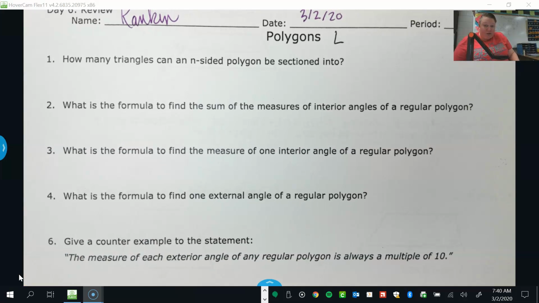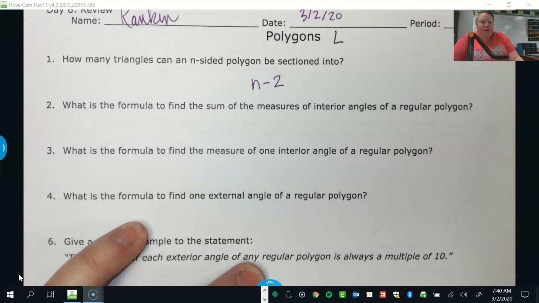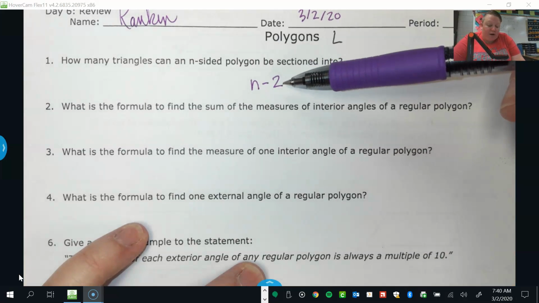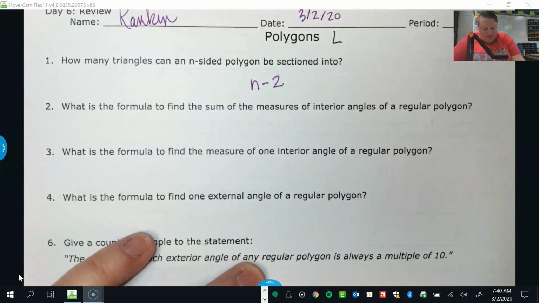Number one says, how many triangles can an n-sided polygon be sectioned into? If you remember, we talked about the fact that the number of triangles in a polygon is 2 less than the number of sides. So any polygon, say it has 100 sides, it's going to have 98 triangles. Has 5 sides, it's going to have 3 triangles.